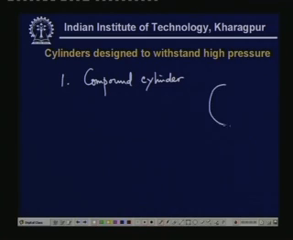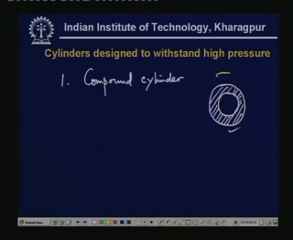Suppose we have a cylinder, and this is the cross section of it. If we take another cylinder whose inner diameter is a little lower than the outer diameter of this particular cylinder, and then heat it, the diameter increases. If by heating the diameter increases beyond the outer diameter of this cylinder, then we put it on top of the original cylinder and allow it to cool.